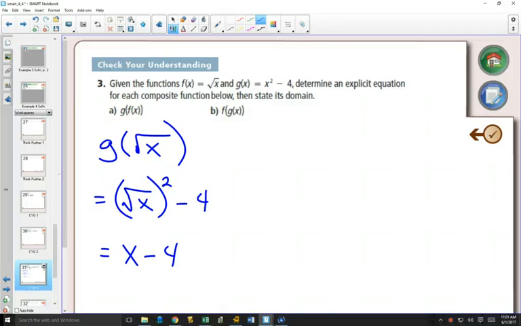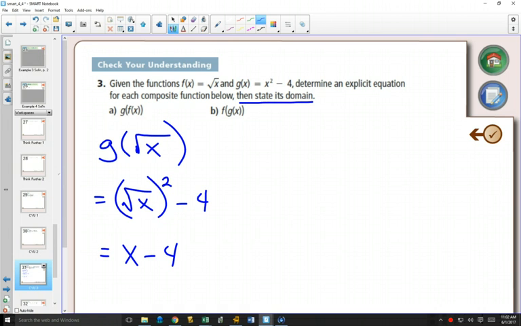But we have to be a little bit careful. And the reason we have to be a little bit careful, we've determined the explicit equation, and this is one of the reasons they say then state the domain. When you look at your final answer, y equals x minus 4, what's the domain of that? X is all real numbers, everything, right? Everything is possible. But in these composite functions, we've got to check all the way along the way to make sure we didn't have any non-permissible values along the way.